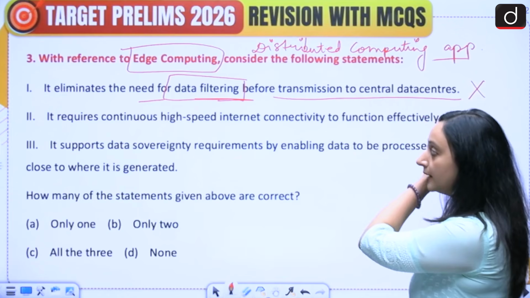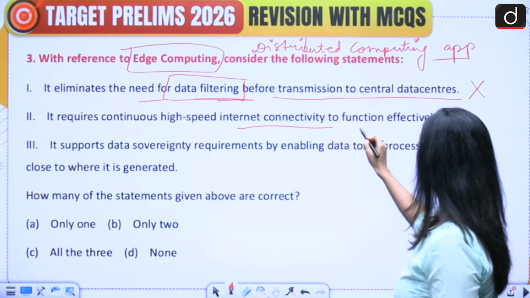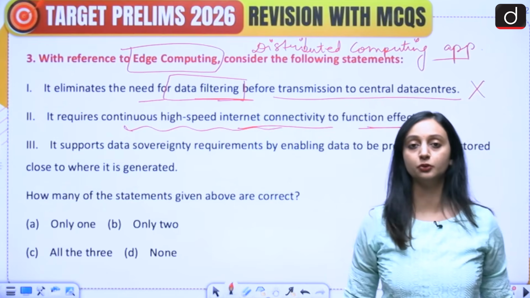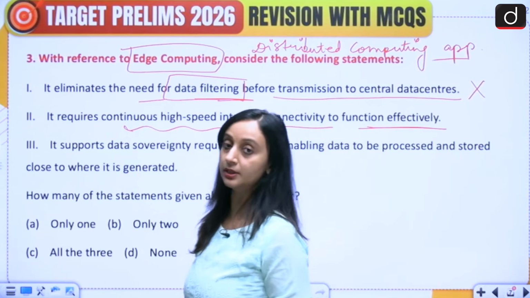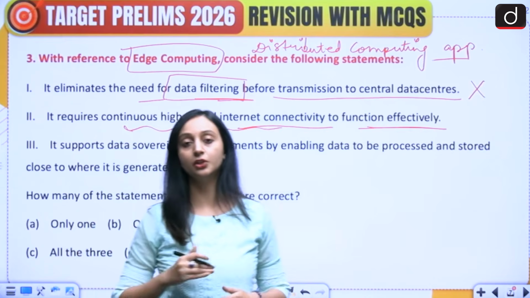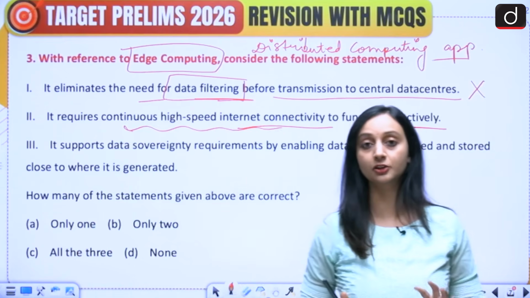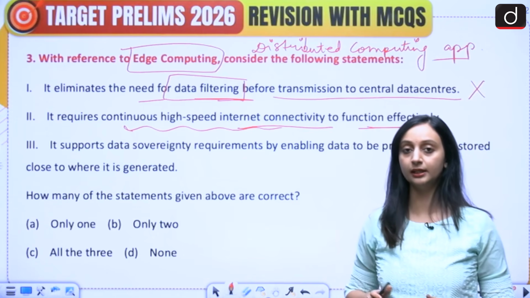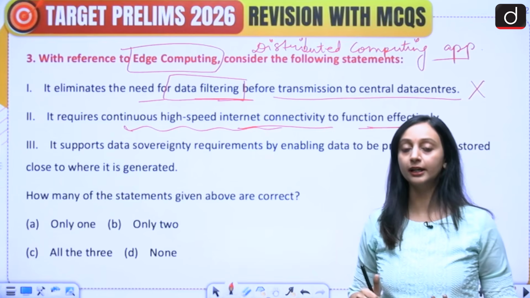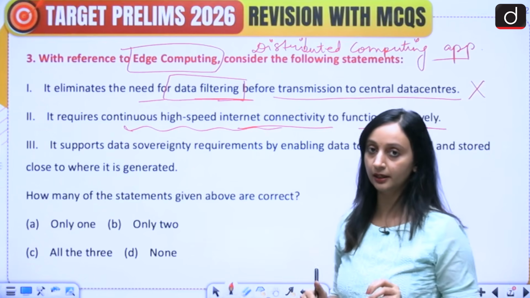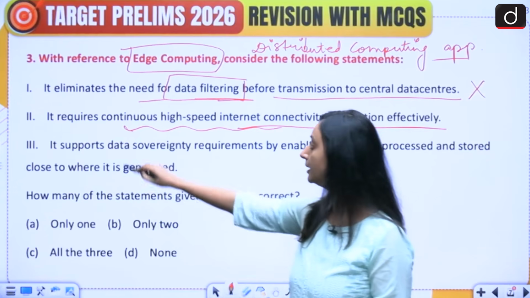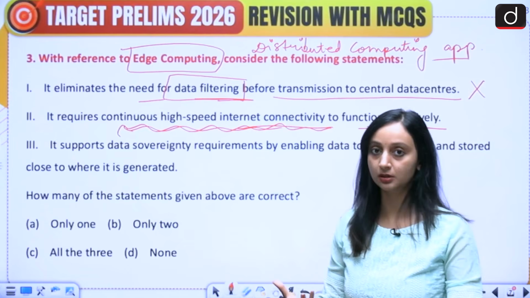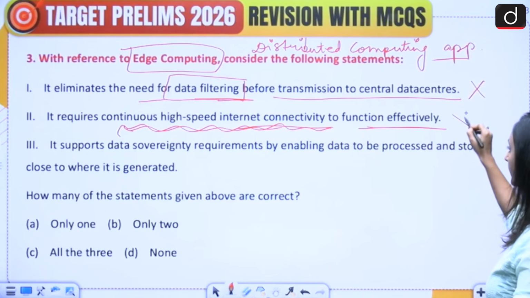Then, it requires continuous high-speed internet connectivity to function effectively. Continuous high-speed internet connectivity? No, this statement is also not correct, because we are not sending every data to the central database. Ideally this is used in remote locations where the bandwidth is very constricted, because we want to process the data in real time, reduce the latency, and reduce our dependency on the central database. That is why it can work in very minimal internet connectivity also. We do not require continuous high-speed internet connectivity. As I told you, we're not sending every data to the central server, right? So this statement is also incorrect.